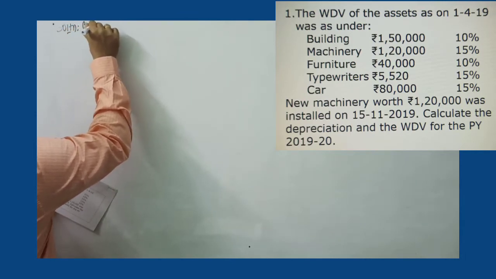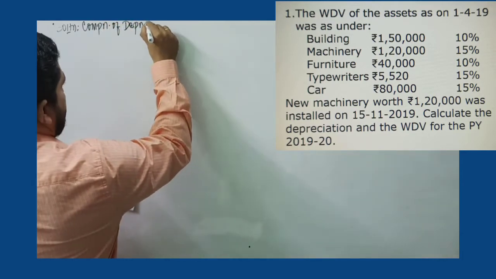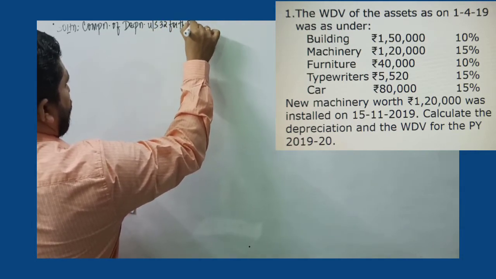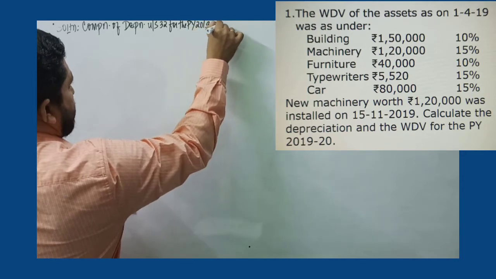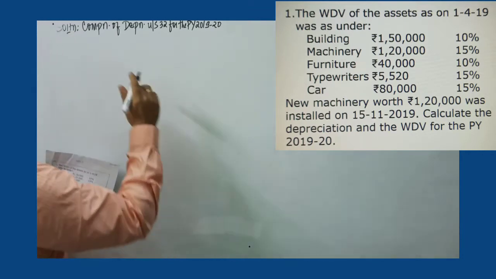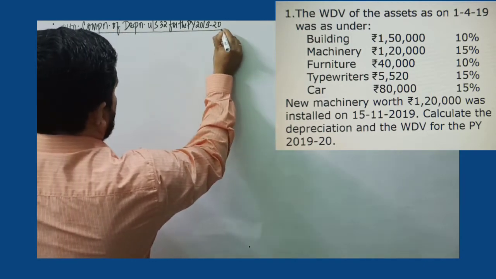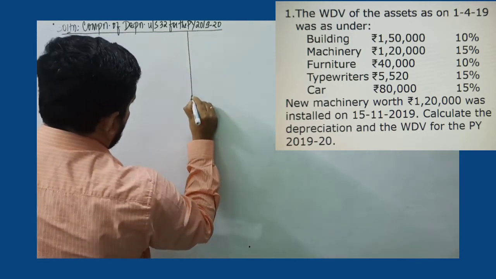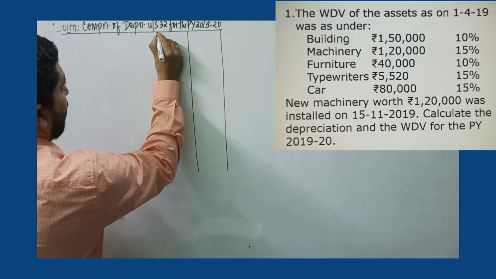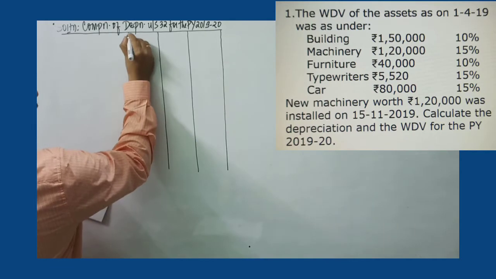I record computation of depreciation under section 32, that is for the previous year 1920. So as I said, though we are given with building, machinery, furniture, typewriter and car, we can combine that and put it under three blocks itself. So what I will do is, I will prepare three amount columns. And we will combine the block of machinery, typewriter and car.